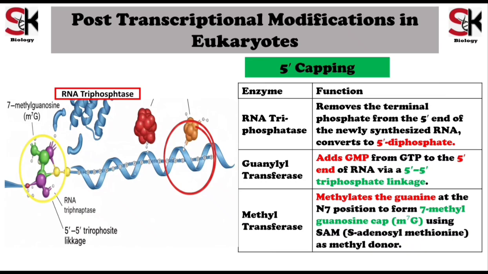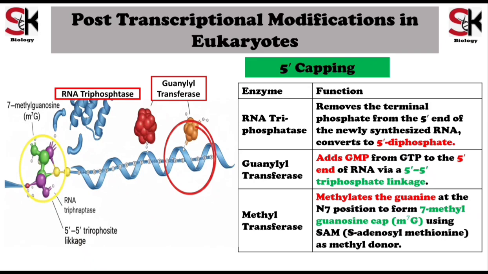Once diphosphate is formed, the second enzyme, that is guanylyl transferase, comes into function. It adds GMP, that is guanine monophosphate, from GTP to the 5' end of RNA via 5' triphosphate linkage.